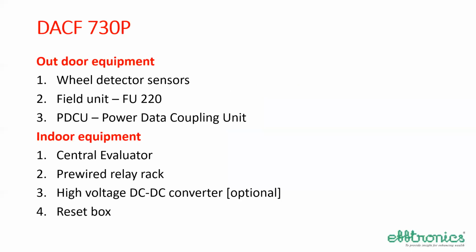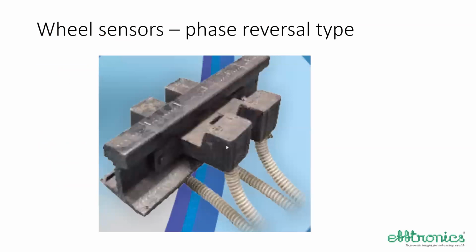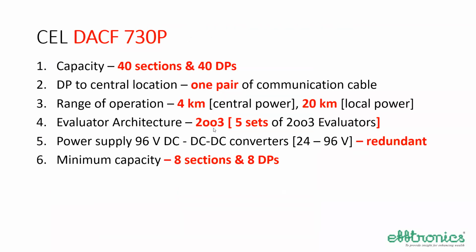Now, this is a CEL. CEL also has the same wheel detectors, outdoor equipment. There is a field unit, just like Thales. And just like Thales, they have a power data coupling unit. Only 2 conductors are required to connect. And the indoor equipment, there is a central evaluator, and high voltage DC-DC converters are there for sending to the DPs. Reset boxes are there. These are the wheel sensors.